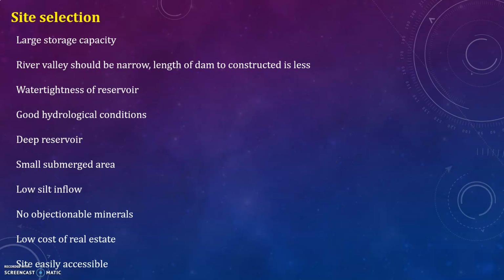Next, let us see what are the requirements for site selection. Large storage capacity, river valley should be narrow, length of the dam to construct it is less, water tightness of the reservoir, good hydrological condition, deep reservoir, small submerged area, low silt inflow, no objectionable minerals, a low cost of real estate, site easily accessible.